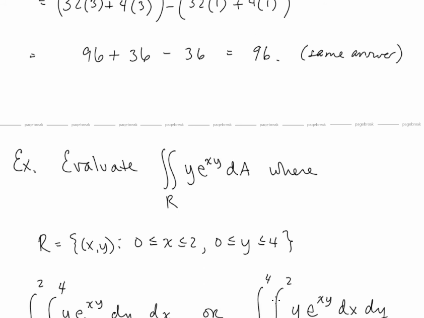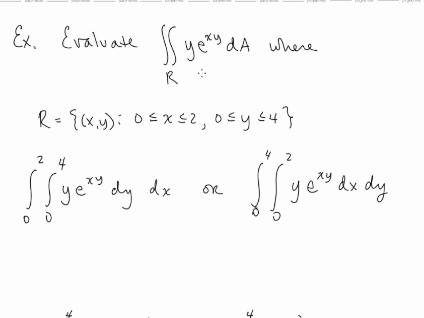Let's take a look at another example. We want to evaluate the double integral of y e to the xy over rectangle R, where x goes from 0 to 2 and y goes from 0 to 4. Now, we're given this double integral to evaluate, and we know by Fubini's theorem we could set this up as an iterated integral, either integrating with respect to y first, then with respect to x, or with respect to x first, and then with respect to y.